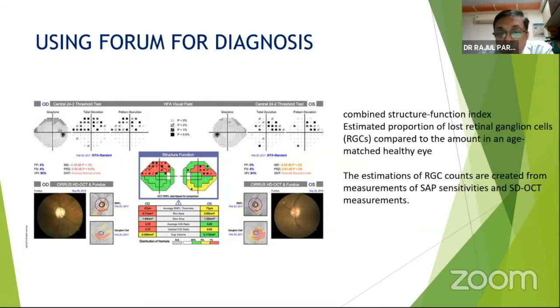Now we have Forum. So how to use Forum in clinical practice? Forum shows the disc photograph, the perimetry, the OCT and the correlation. Now Carl Zeiss is developing a combined structure-function index, like the VFI we have, which will estimate the proportion of the loss of RGCs compared to the amount in an age-matched healthy eye. So they will use the SAP sensitivity and the OCT measurements. This is again not available clinically. Hopefully we'll have it in the future.